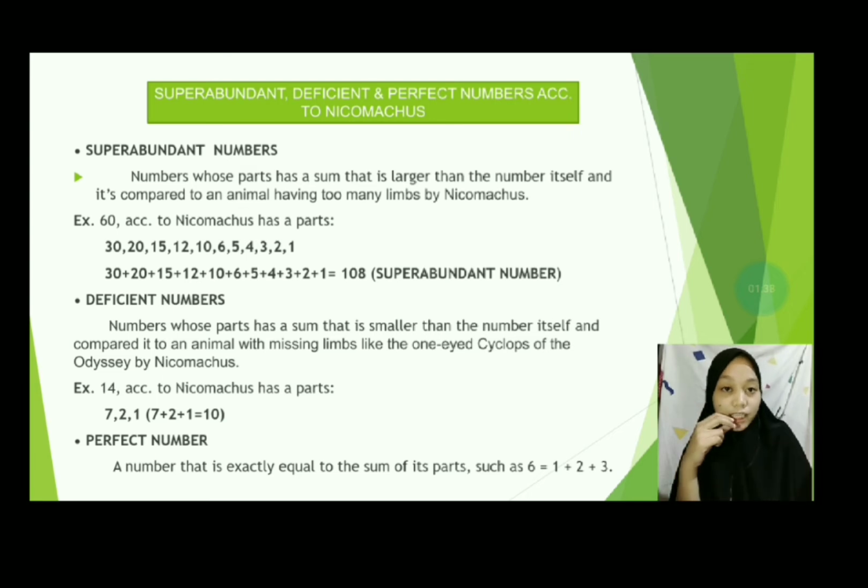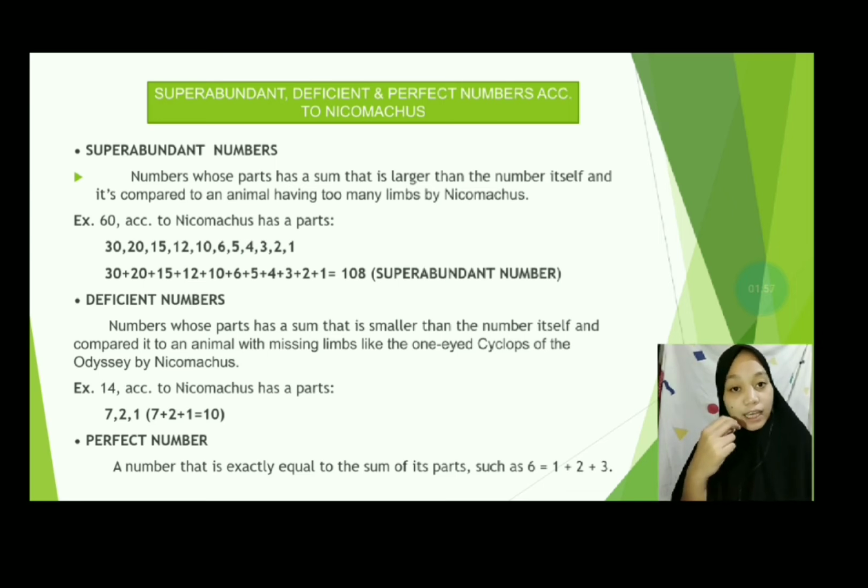That is why we have what are called superabundant, deficient, and perfect numbers, according to Nicomachus. So when we say superabundant numbers, these are numbers whose parts have a sum that is larger than the number itself. Nicomachus compared it to an animal having too many limbs.